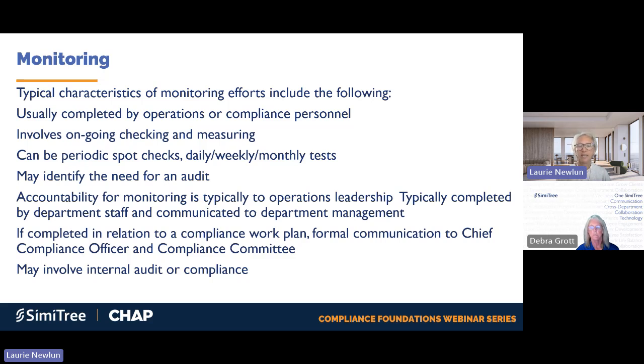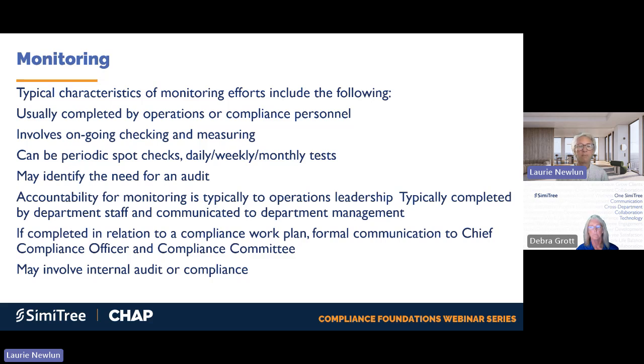So you're looking at areas to determine whether they need to be a part of the overall compliance work plan. It has formal communication to the chief compliance officer and the compliance committee, and it may involve internal audit or compliance. And when you go on to look at the information that the Healthcare Compliance Association has provided to us, monitoring is kind of that ongoing process.